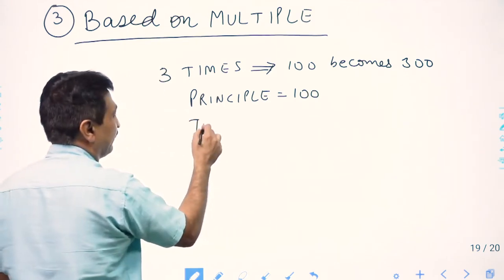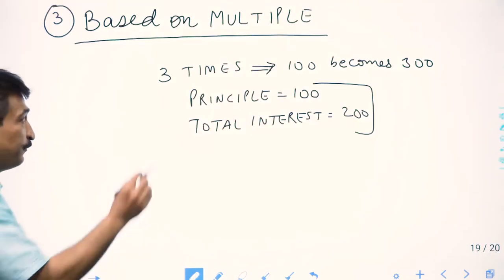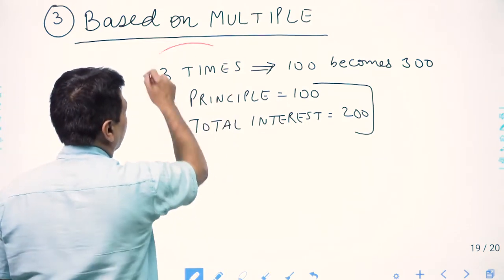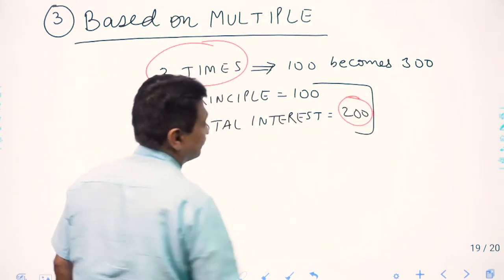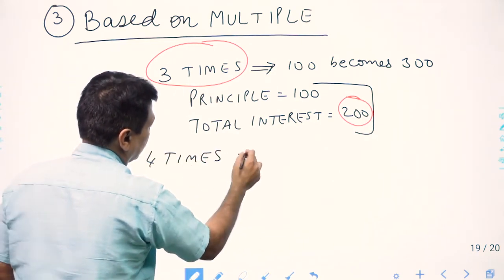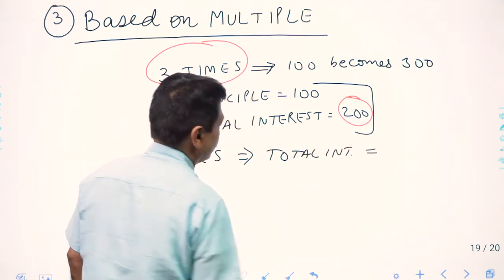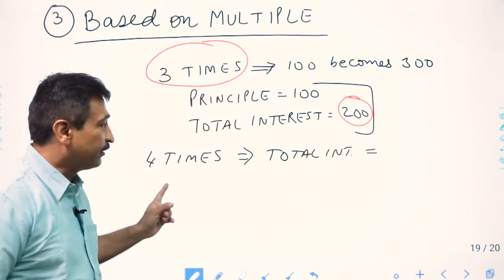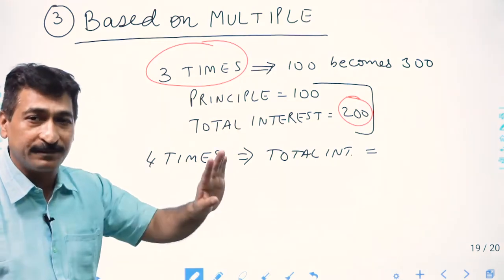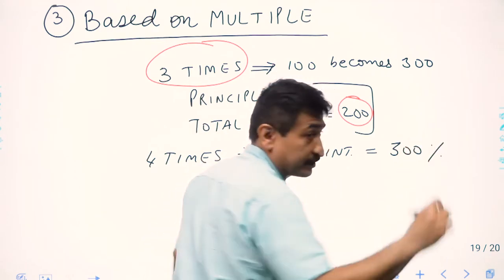What is the total interest? 200. This is 300. So if the money becomes 3 times, the total interest is 200. If the money becomes 4 times, the total interest is 4 times means 400, 400 minus 100 principal. Principal is subtracted. 400 minus 100 is 300. Of course, this is all in percentage.